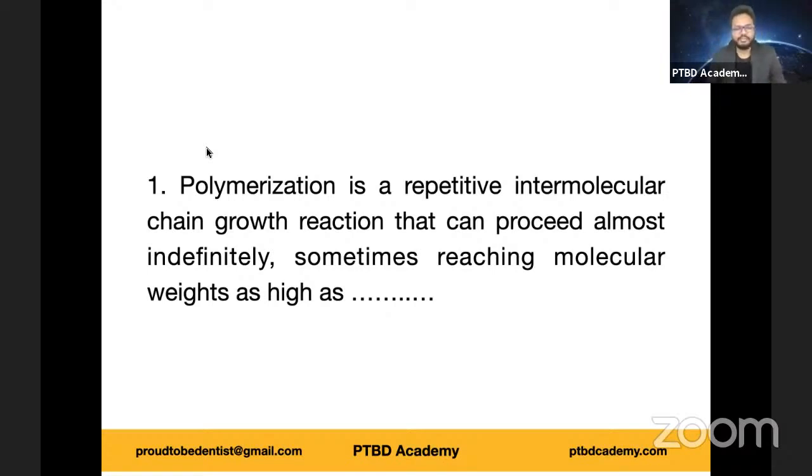Yeah, a very good evening. So first blank, as I said, right answer plus 10, wrong answer 0, maximum score of 100. Polymerization is a repetitive intermolecular chain growth reaction that can proceed almost indefinitely, sometimes reaching molecular weights as high as... If you want me to give options, of course I can.